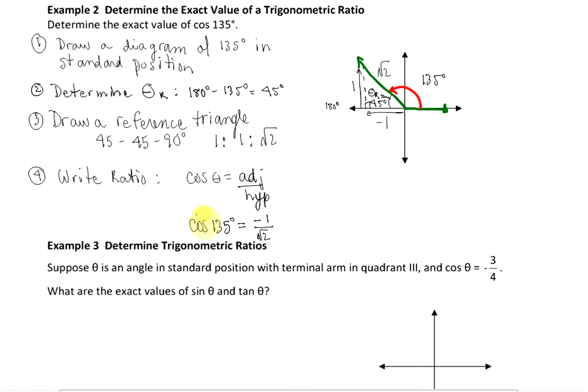Okay, and take a look. Your cos of 135 is a negative trig ratio, which you would expect because if you recall CAST, in the second quadrant, it's only sine that's positive, and so you would expect your cosine to be a negative value. Okay, and that's the end of example number 2.